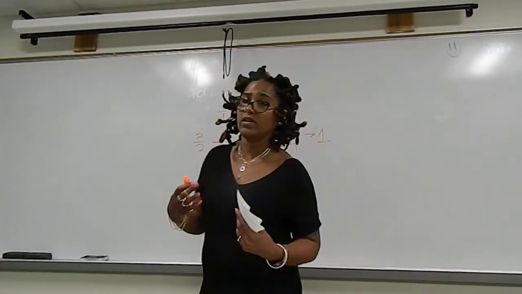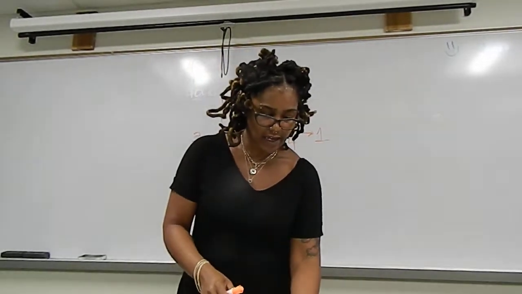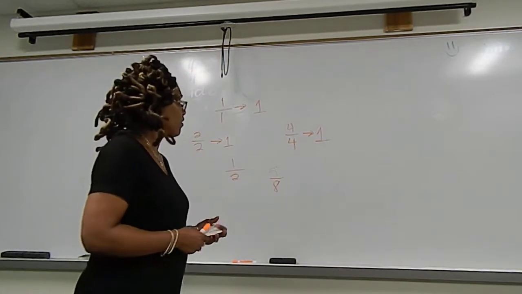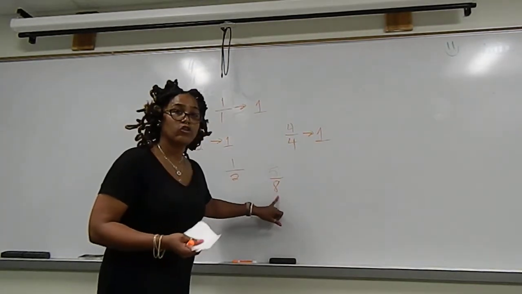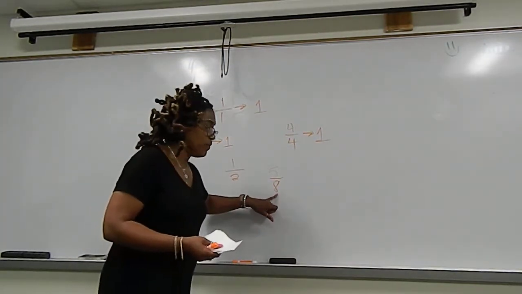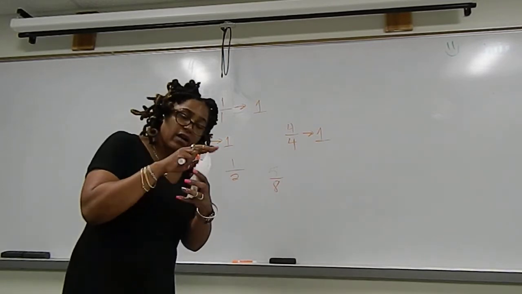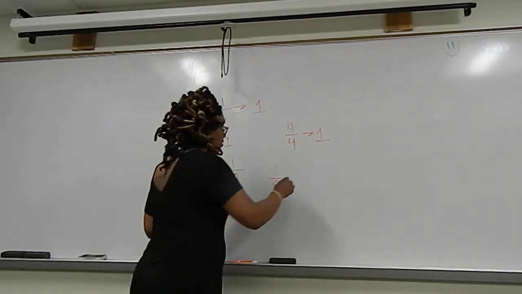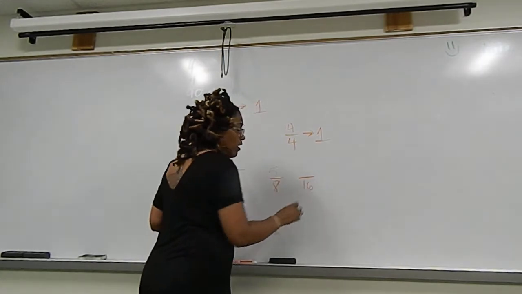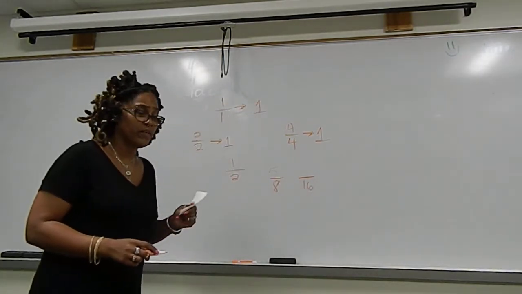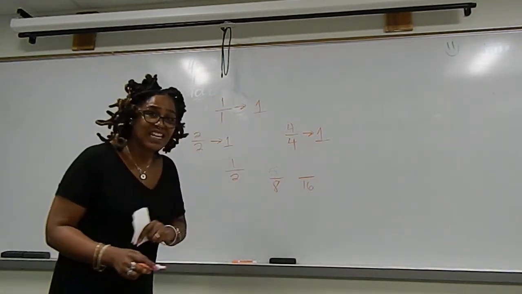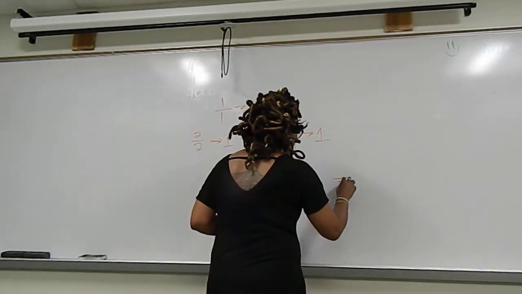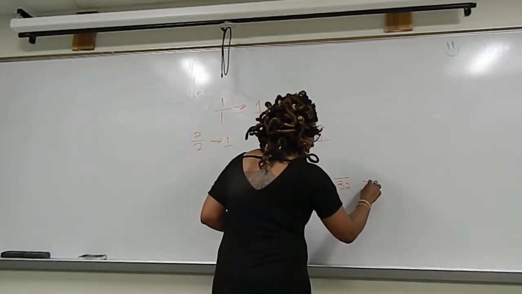So again, what I want you to be attentive to is that as you increase your pieces of paper, your denominator gets larger, because that's how many pieces you have. If we tear all of these in half, then we'll need 16, all 16 pieces to make one whole piece. And if we tore those 16 in half, we would need 32. So you see what's happening again.